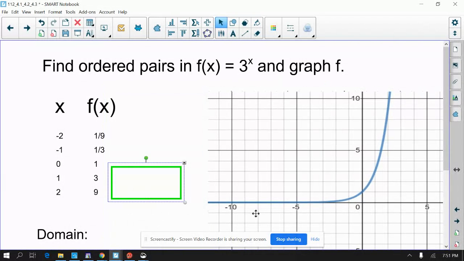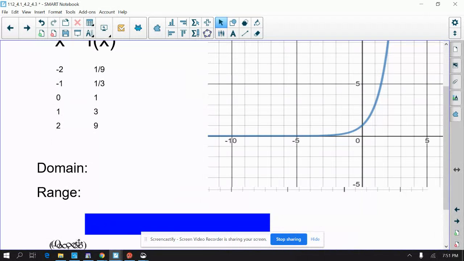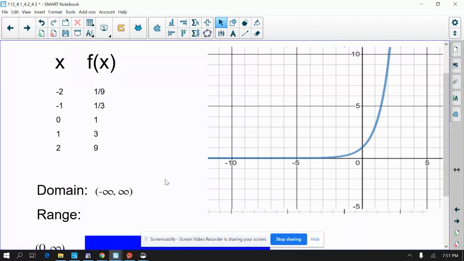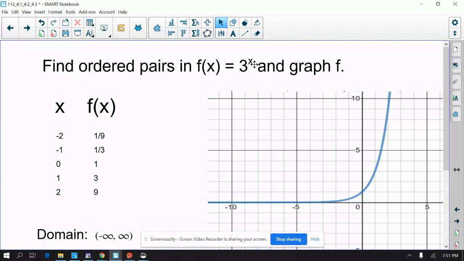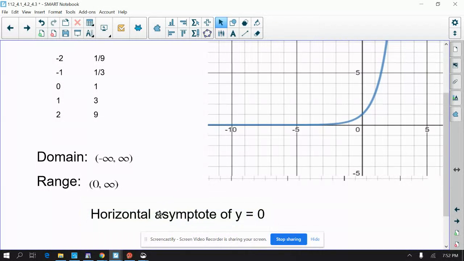So notice it has the horizontal asymptote at y equals 0. Notice it goes through the ordered pair 0, 1. And the domain, well, x can be anything. So the domain is all real. But no matter what x you plug in, even if it's -1,000,000 or 0, or if it's a radical, you will always result in a positive number. So the range is from 0 to infinity. And again, notice the horizontal asymptote at y equals 0.